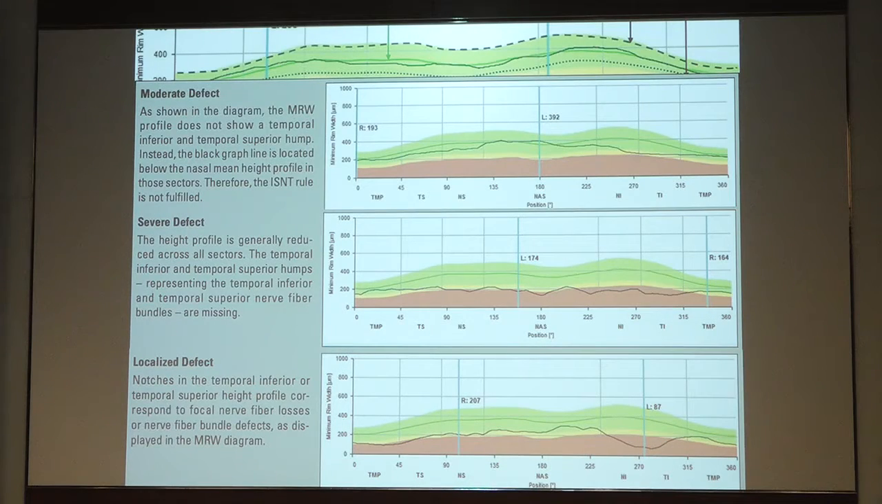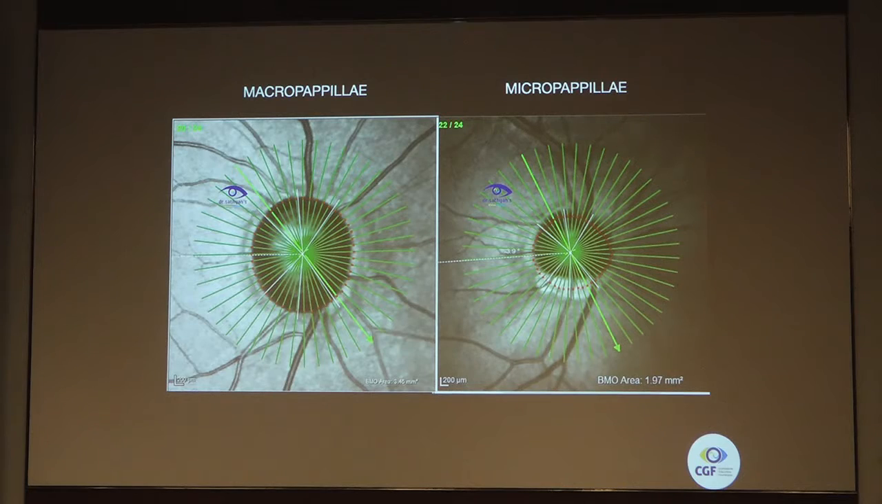If you have defects, you can see the black line here. The black line goes up and down, and you can see this is the moderate defect here, and then you can see that the defect of this black line is touching the red zone in almost all the quadrants. So that is a severe defect. And you see here that is a localized defect where only one area, the inferior nasal and inferior temporal area, has gone down. So looking at this B-scan map is essential, and you can really look at where exactly the damage is happening.